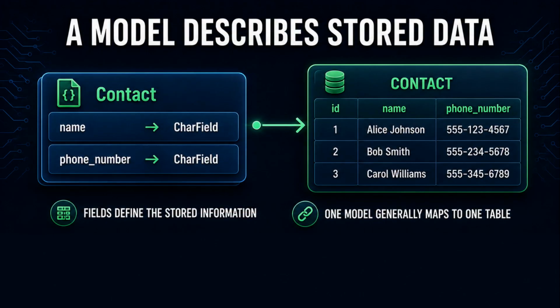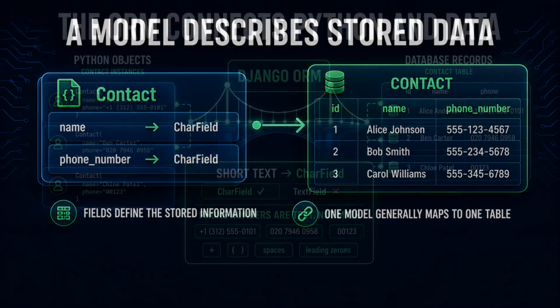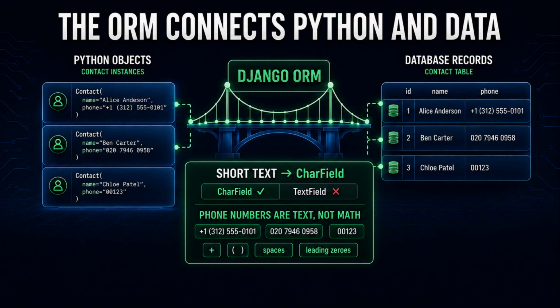A Django model is a Python description of information that we want to store. Each model generally corresponds to a table in the database, and its fields describe the information stored in that table. In our demonstration, the Contact model will contain two fields, name and phone number. Each saved contact becomes a record in the corresponding database table. Django's Object Relational Mapper, usually shortened to ORM, acts as a bridge between our Python code and those database records. We work with Contact objects in Python, and the ORM translates that work into database operations.